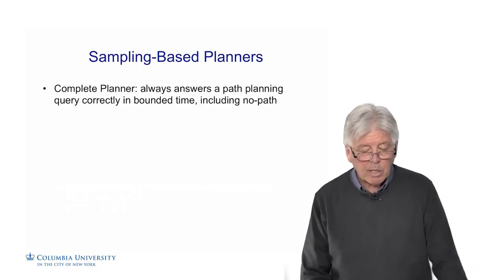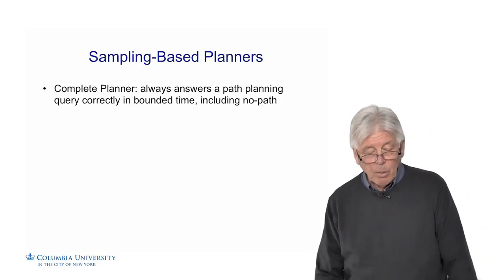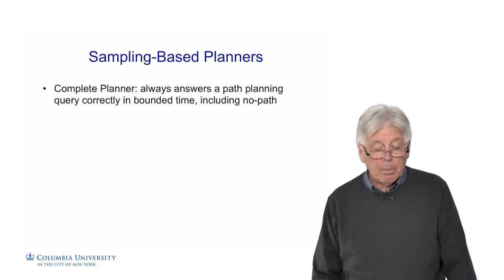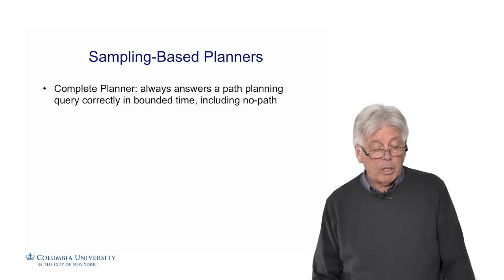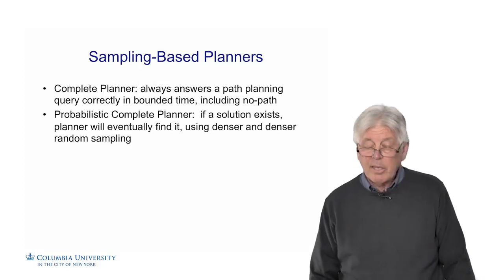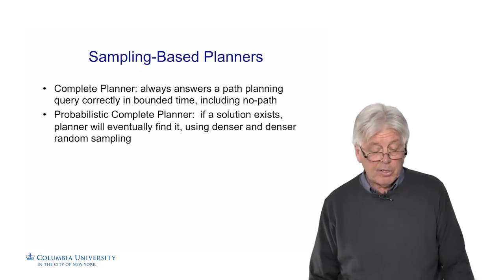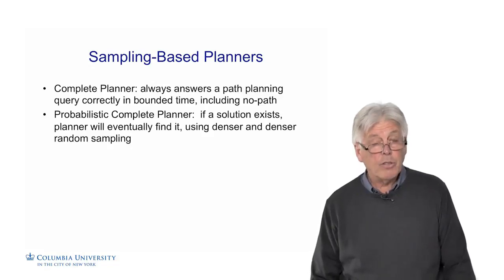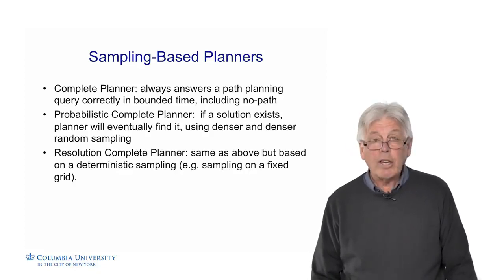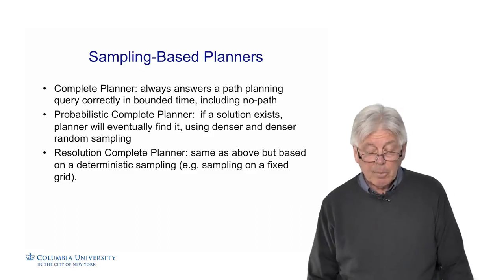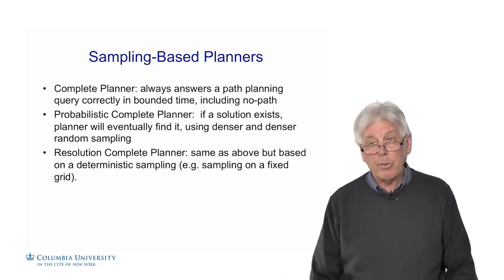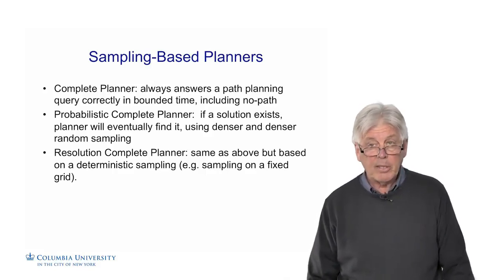So one other thing we want to talk about with sampling-based planners is the idea of completeness. A complete planner always answers a path planning query correctly in bounded time, including if there is no path at all. A probabilistically complete planner is one where, if a solution exists, the planner will eventually find it using denser and denser random sampling. But you may have to sample for a very long time to cover the whole space. There's also the idea of a resolution complete planner, which is the same as the above, but based on deterministic sampling, e.g. sampling on a fixed grid. So at the resolution of the grid, you can sample every possible place, and then you'll know the answer to your question.